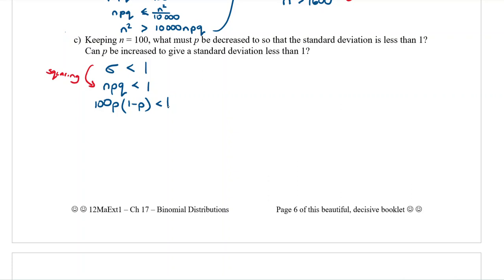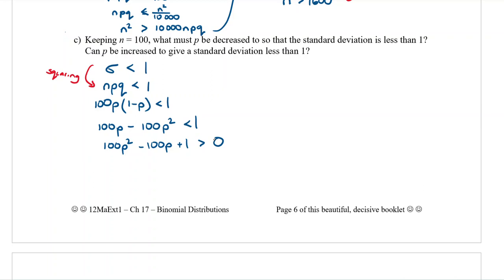First of all, expand it out. We have 100p minus 100p squared is less than 1. That's a quadratic. So let's put the p squared term, I want it positive. 100p squared, so I'm moving everything to the right. It'll be negative 100p and a plus 1. Because I've switched sides, switch the sign. It'll now be greater than 0.